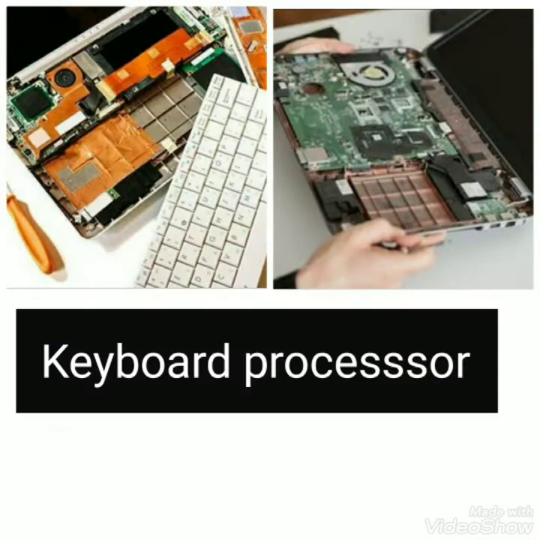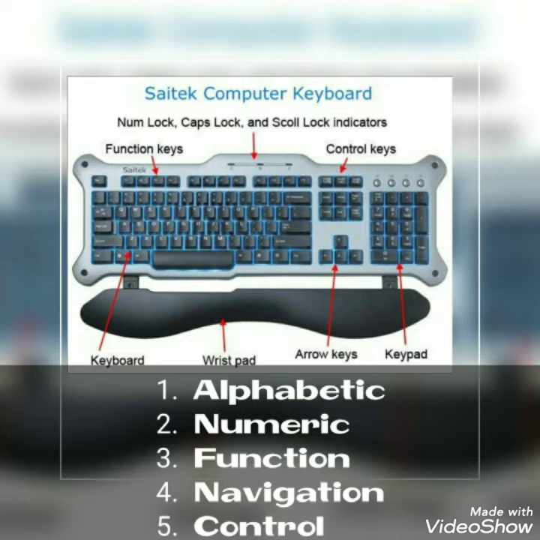A keyboard has its own processor, circuitry, that is key matrix, and a ROM storing the character map. It uses a variety of switch technology. There are different types of keys on the keyboard, like typing keys or alphabet keys, number keys or numeric keys, navigation keys, function keys, control keys, and special keys.